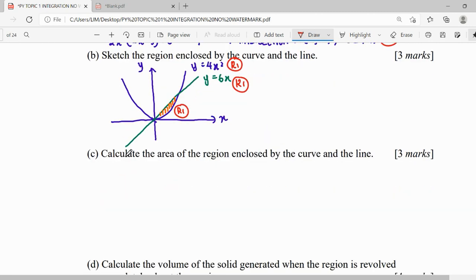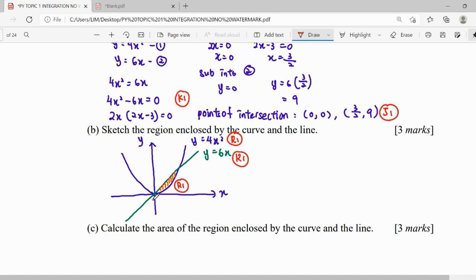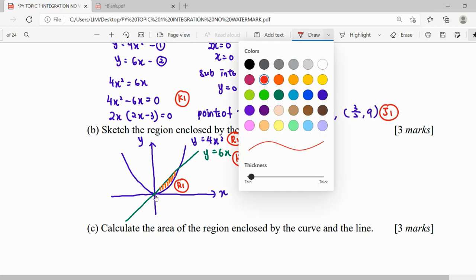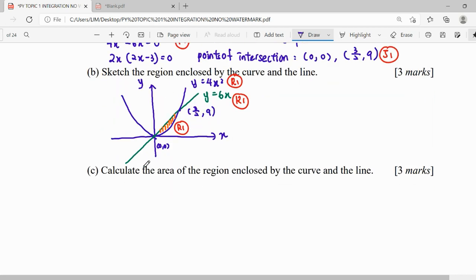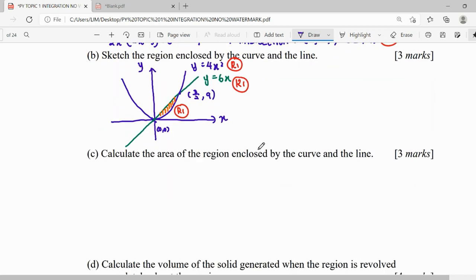In this question, they guide us one by one. Find the intersection points. We already know our intersection point here is (0, 0), so we can label it. Another intersection point here is (3 over 2, 9). So we know our intersection points and we know our region. So for part C, only then do they ask us to find the area.